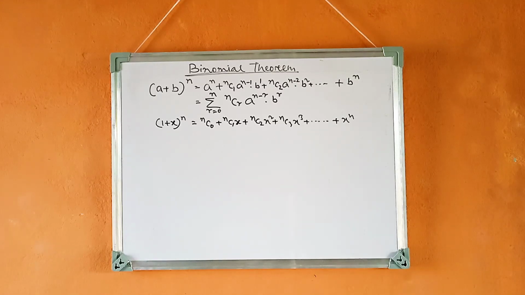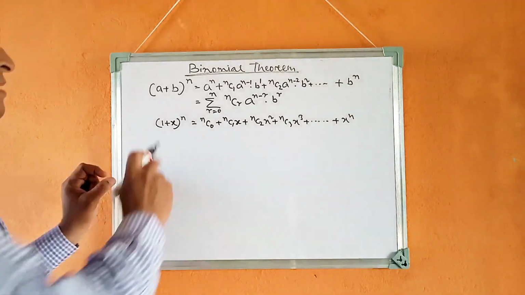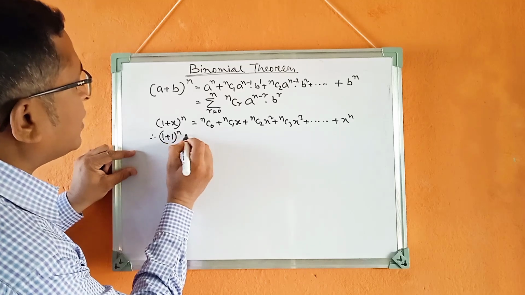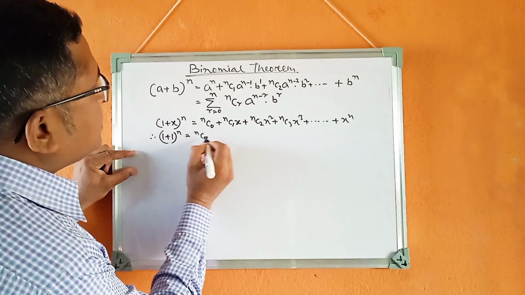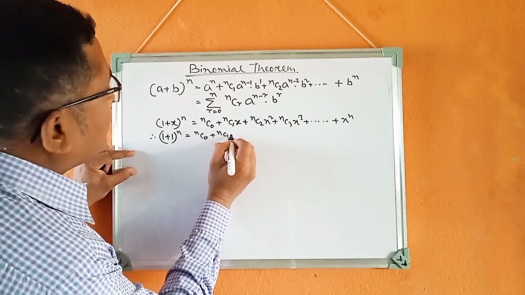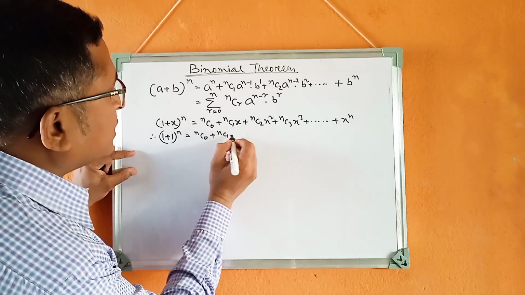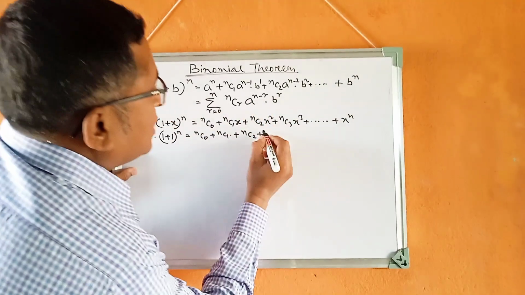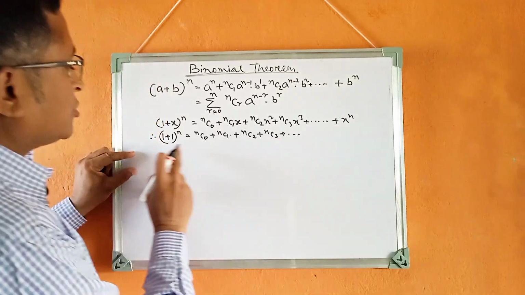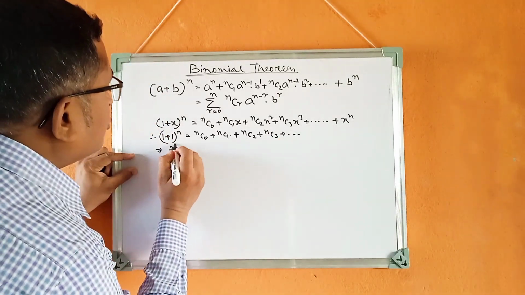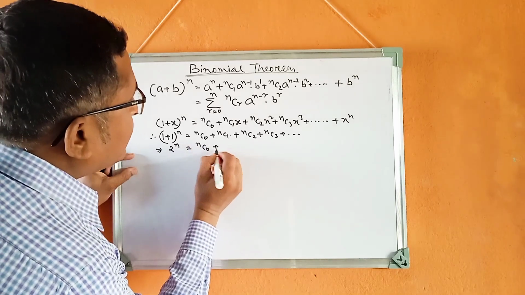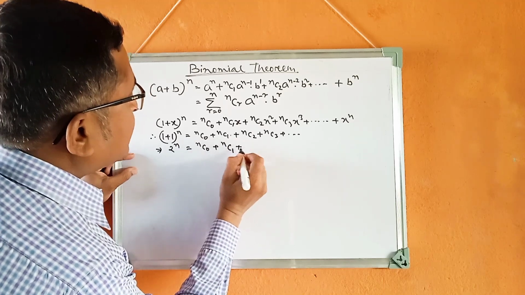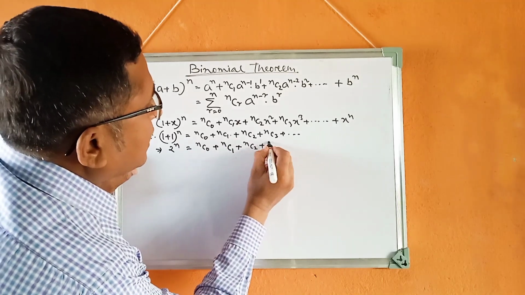Now see, on putting x equal to 1, we get (1 + 1)^n = nC0 + nC1 × 1 + nC2 × 1² + nC3 and so on. Instead of x we put 1, so the result is 2^n. So the sum of the coefficients is 2^n.